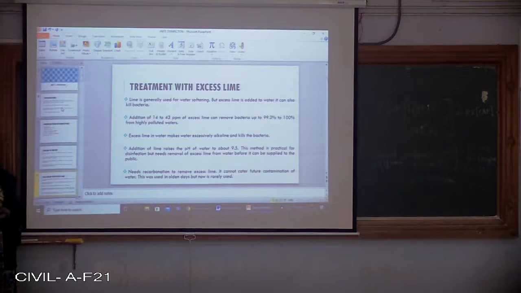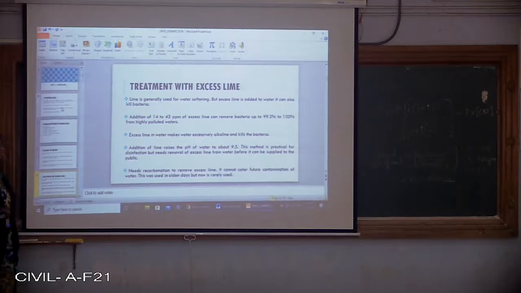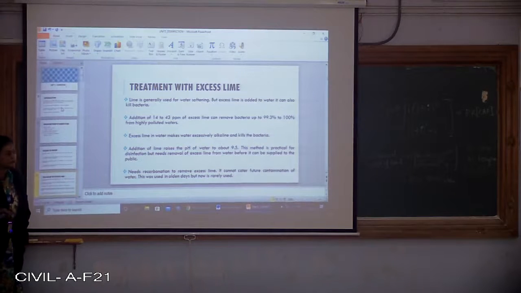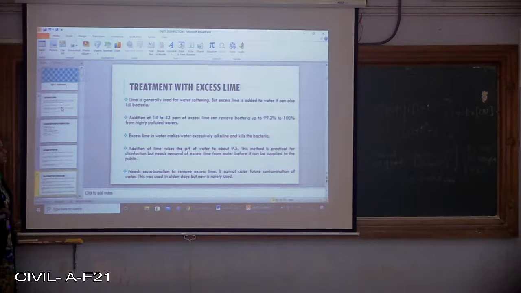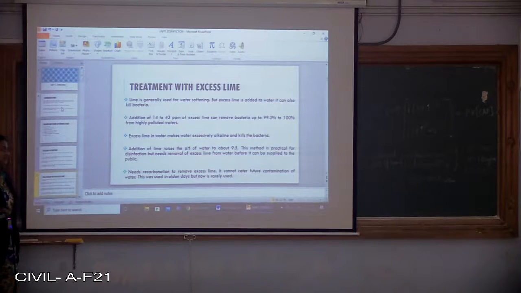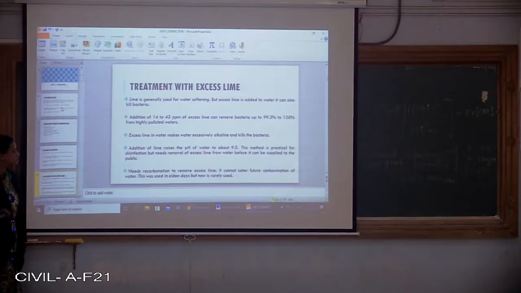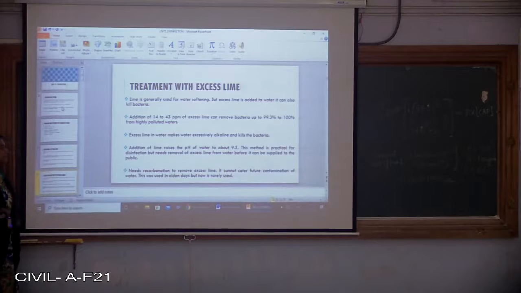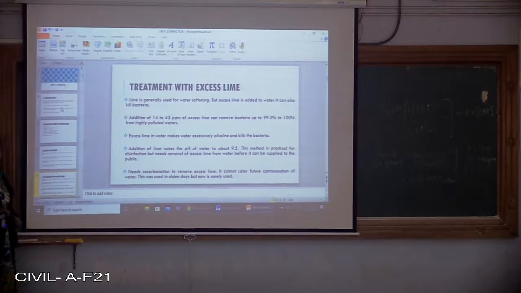Excess lime in water makes water excessively alkaline and kills the bacteria. By adding the excess lime, the water pH is going to be increased, that is, the alkalinity of the water is going to be increased, which is going to cause the killing of the bacteria. Addition of lime raises the pH of water to about 9.5, that is, it is made basic in nature. This method is practical for disinfection but needs removal of excess lime from water before it can be supplied to the public.